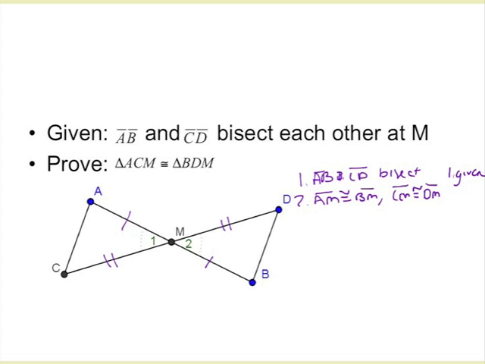Our reason on that is the definition of bisect. That's what it means to bisect. So whenever we can use that phrase means to, that's a definition. That's what it means to bisect, is that it cuts them into equal pieces.